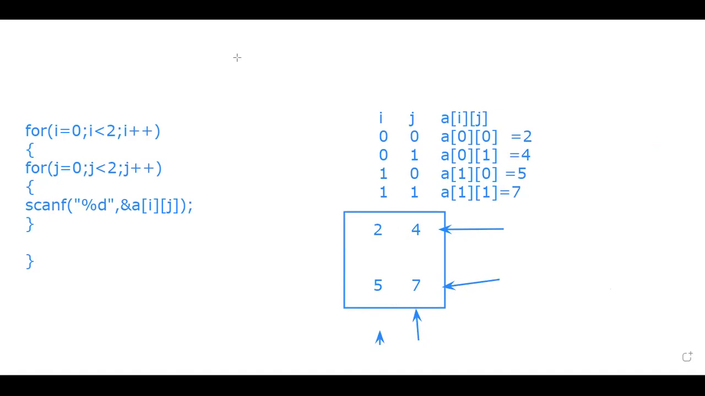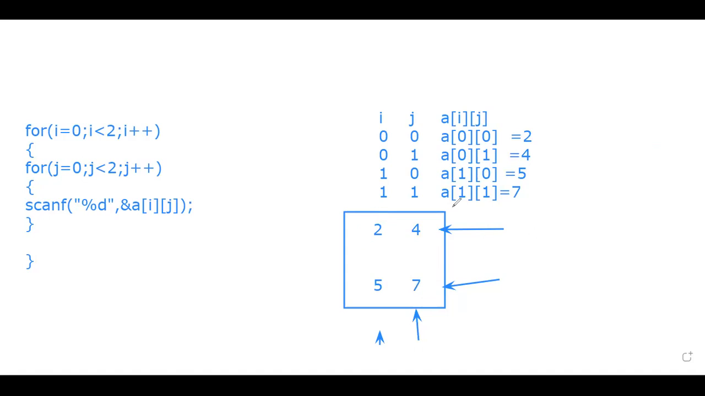0, 0 means the first element. So 2. See here, correct, 2. So 0, 1 means 0th row, first column. That is 4. Next one, first row, 0th column. First row, first column. So likewise, we can represent matrices.